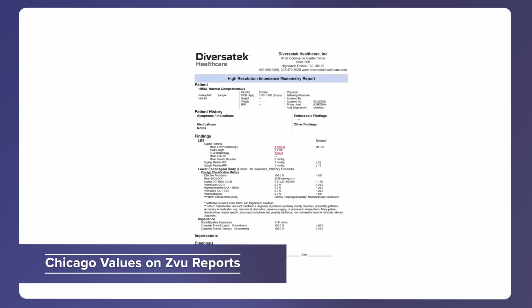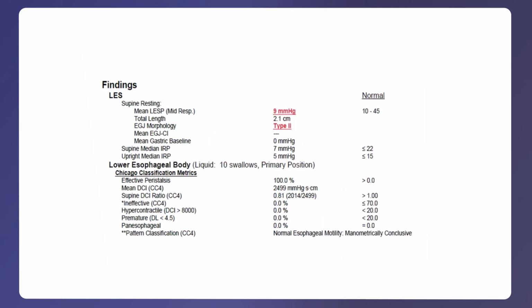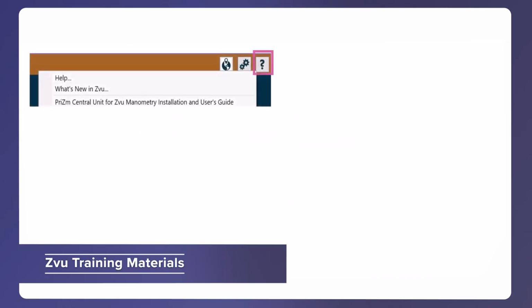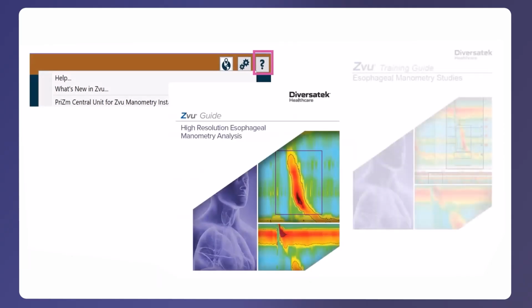Our reports remain customizable to meet the needs of the manometry team. As before, the ZView software allows for network connectivity, so each member of the motility team can have access to full studies and reports from their location. Our help pages, analysis, and training guides have all been updated for the new features.